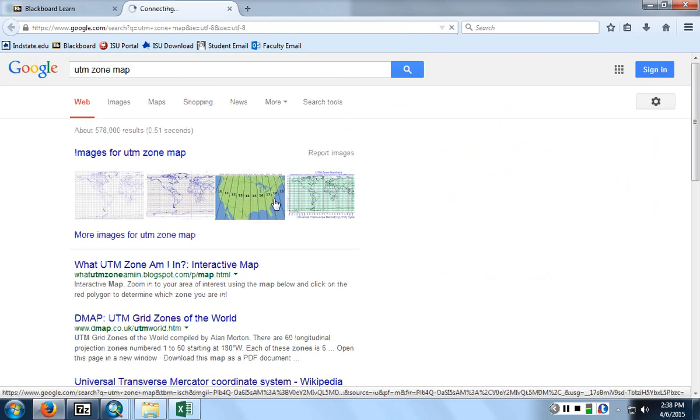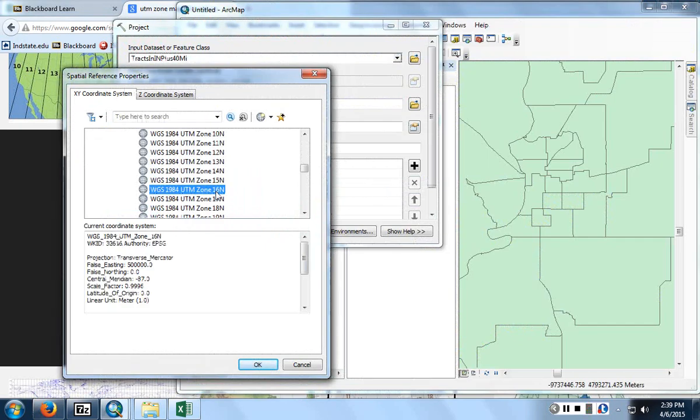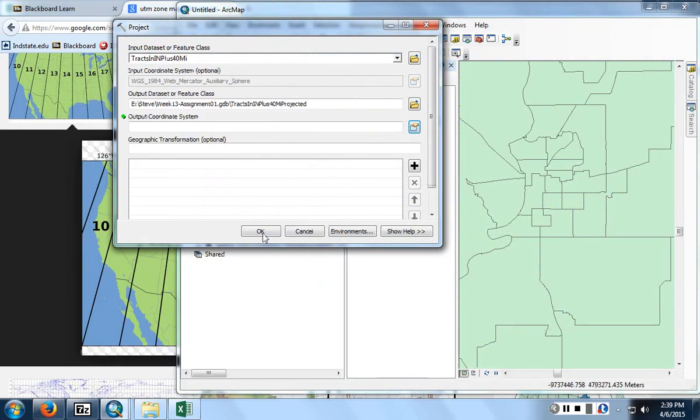Here's a nice one in North America. It looks like most of our data, if not all of it, are going to fall into zone 16. That's one of the benefits of being in Indiana. It's all in one zone. You can see most states in the country are not in that situation. In fact, it looks like Indiana, South Carolina, West Virginia, Alabama, and that's it, are in one zone. Maybe Rhode Island. And New Jersey and Delaware, sorry, are in one zone. So we picked 16 and hit OK.